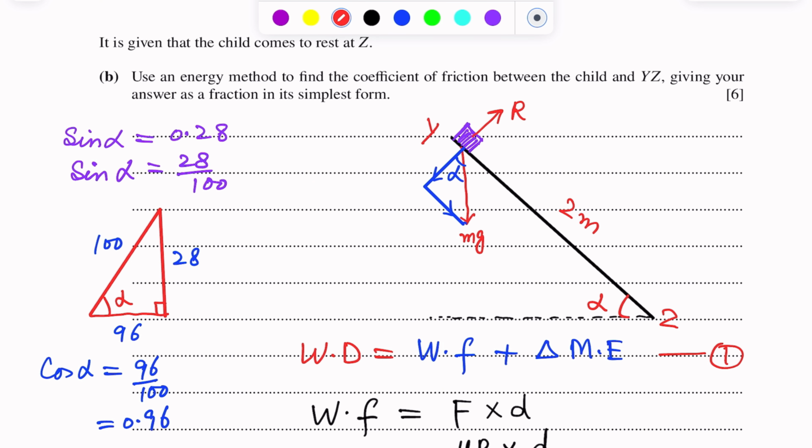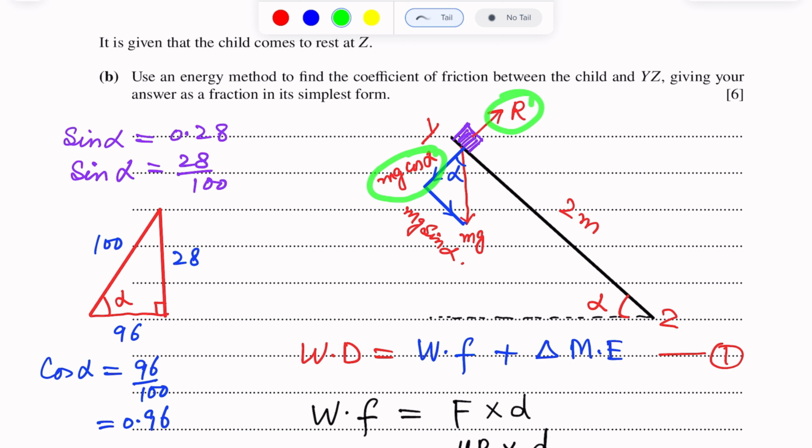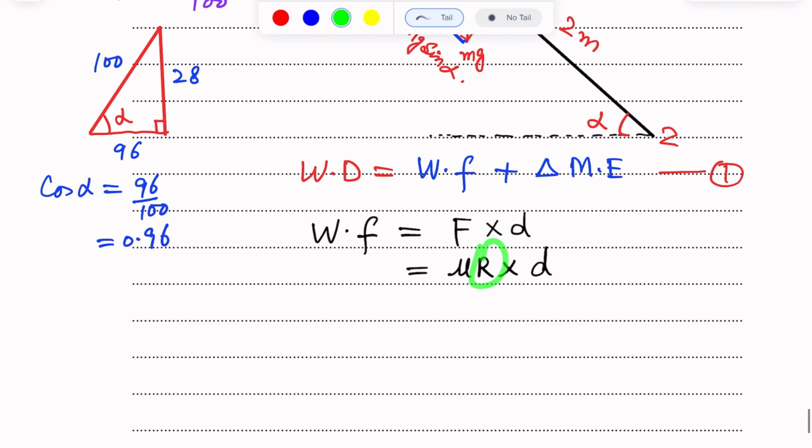Mg cos alpha, and this component is mg sin alpha. Now the value of R will be equal to this force, because the directions of both forces are opposite. So R will be equal to mg cos alpha. Here we will use this value, R = mg cos alpha.